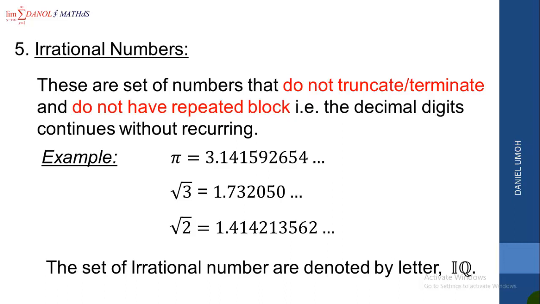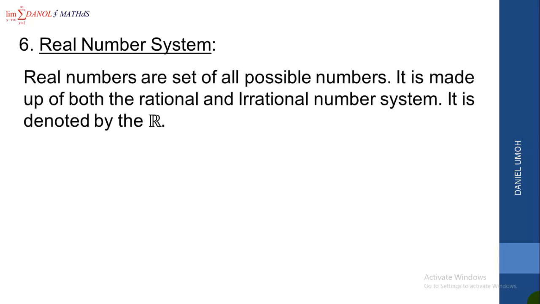Okay, now let's look at the other type of number system known as the real number system. Of course, the real number system is the set of all possible numbers. It is made up of both the rational and irrational numbers. So the set consisting of all the rationals and all the irrational numbers is known as what? The real number system. And it is usually denoted by the letter R.